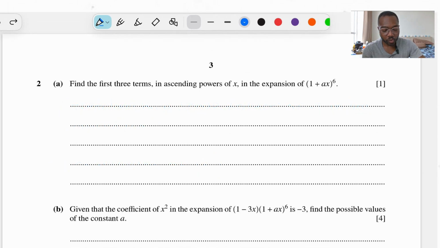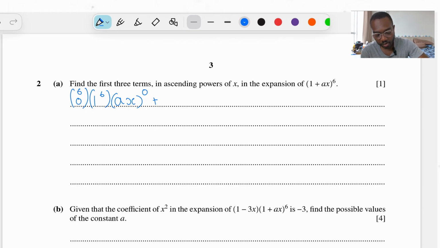For question 2, we need to find the first 3 terms in ascending powers of x in the expansion of (1 + ax) to the power of 6. To do that with the binomial expansion, we start with 6 choose 0, times 1 to the power of 6, which I'll keep as 1 to the power of 6, times (ax) to the power of 0. That will be the first term.